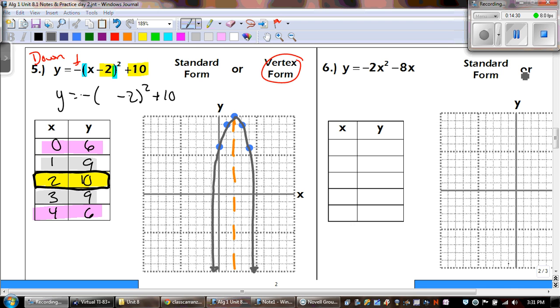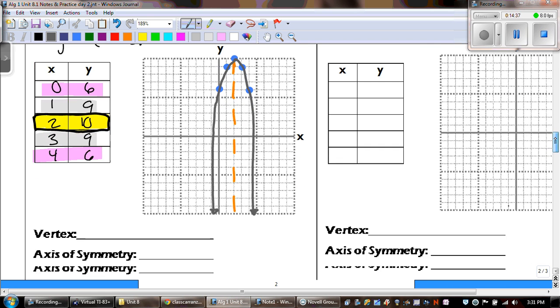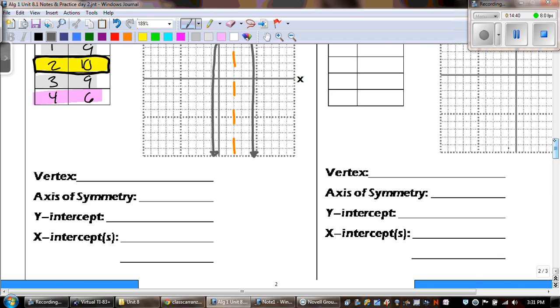Okay, there's a copy of my graph. Got the points 0, 6, 1, 9, 2, 10, 3, 9, and 4, 6. And now, can you guys tell me what the vertex, axis of symmetry, y-intercept, and x-intercepts are? Now I know the x-intercepts, you're going to have to do some guessing here. So remember, when you're approximating, use those squiggly marks, okay? Good luck.